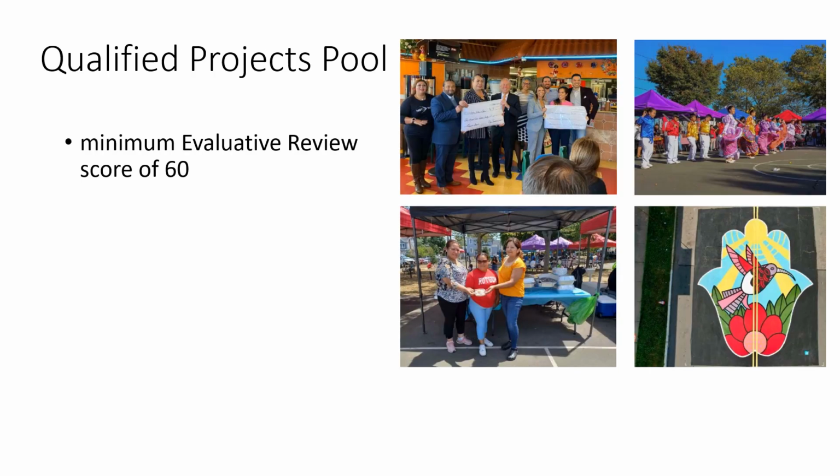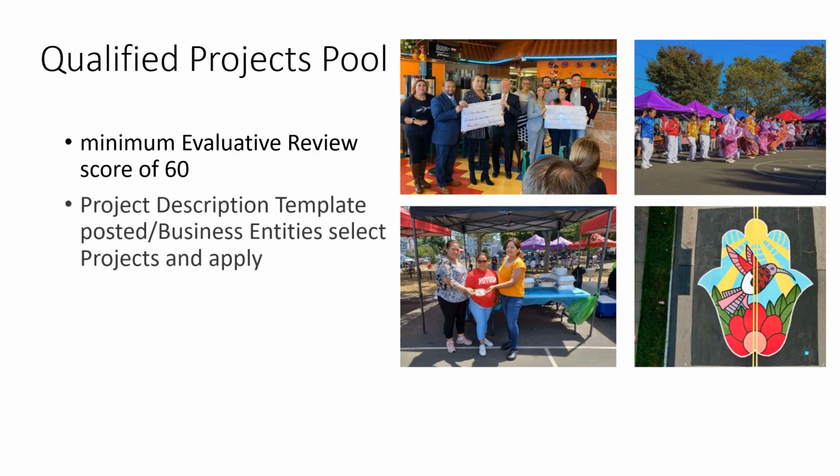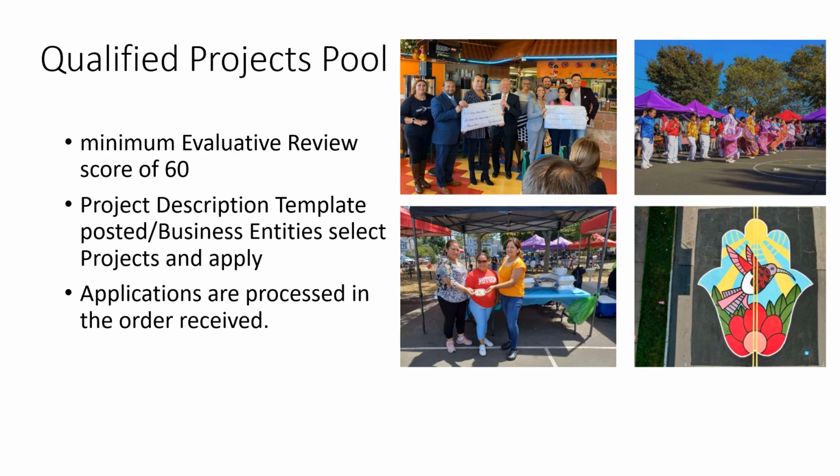Applications receiving a minimum evaluative review score of 60 points will be entered into the Qualified Projects Pool, or QPP. The project description template will be posted to the NRTC website in conjunction with the business entity application period. Businesses will select projects to fund and submit applications. We'll process those applications in the order they are received, designating funds until all projects are fully funded or our tax credits are spoken for.